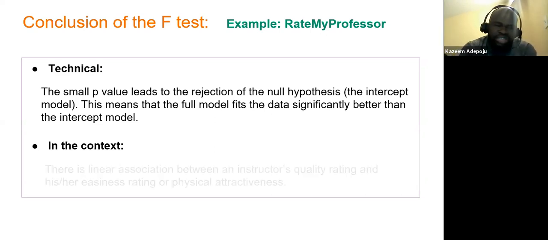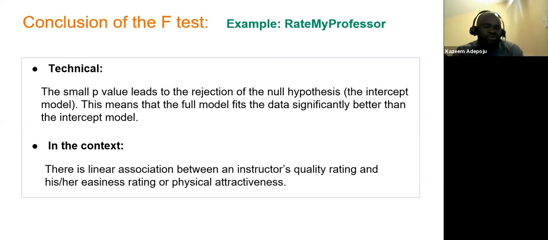So in the context of what we're trying to say right now, we're going to have a conclusion that there is a linear association. When I say linear association, I mean linear relationship. I mean there's a connection between an instructor's quality rating and his or her easiness rating and physical attractiveness. That's what I'm trying to do.